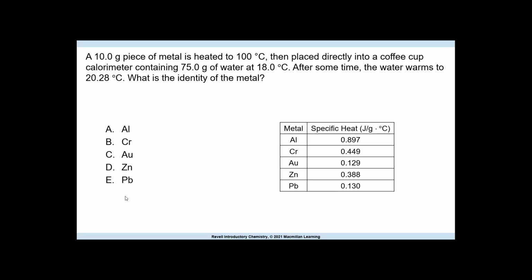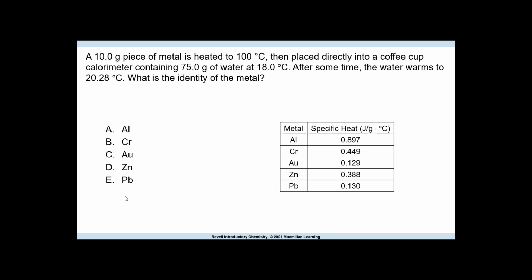A 10-gram piece of metal is heated to 100 degrees Celsius, then placed directly in a coffee cup calorimeter containing 75 grams of water at 18 degrees Celsius. After some time, the water warms to 20.28 degrees Celsius. What is the identity of the metal? So let me explain this one. This sounds really complicated, and it's not.